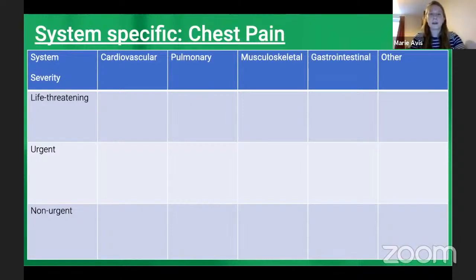Using this table, I want you to try and think up as many differential diagnoses as you can for chest pain and write them down in this chart or just on a piece of paper. If you want to pause the video now, you can think up as many as you can, and then we'll run through some of them.